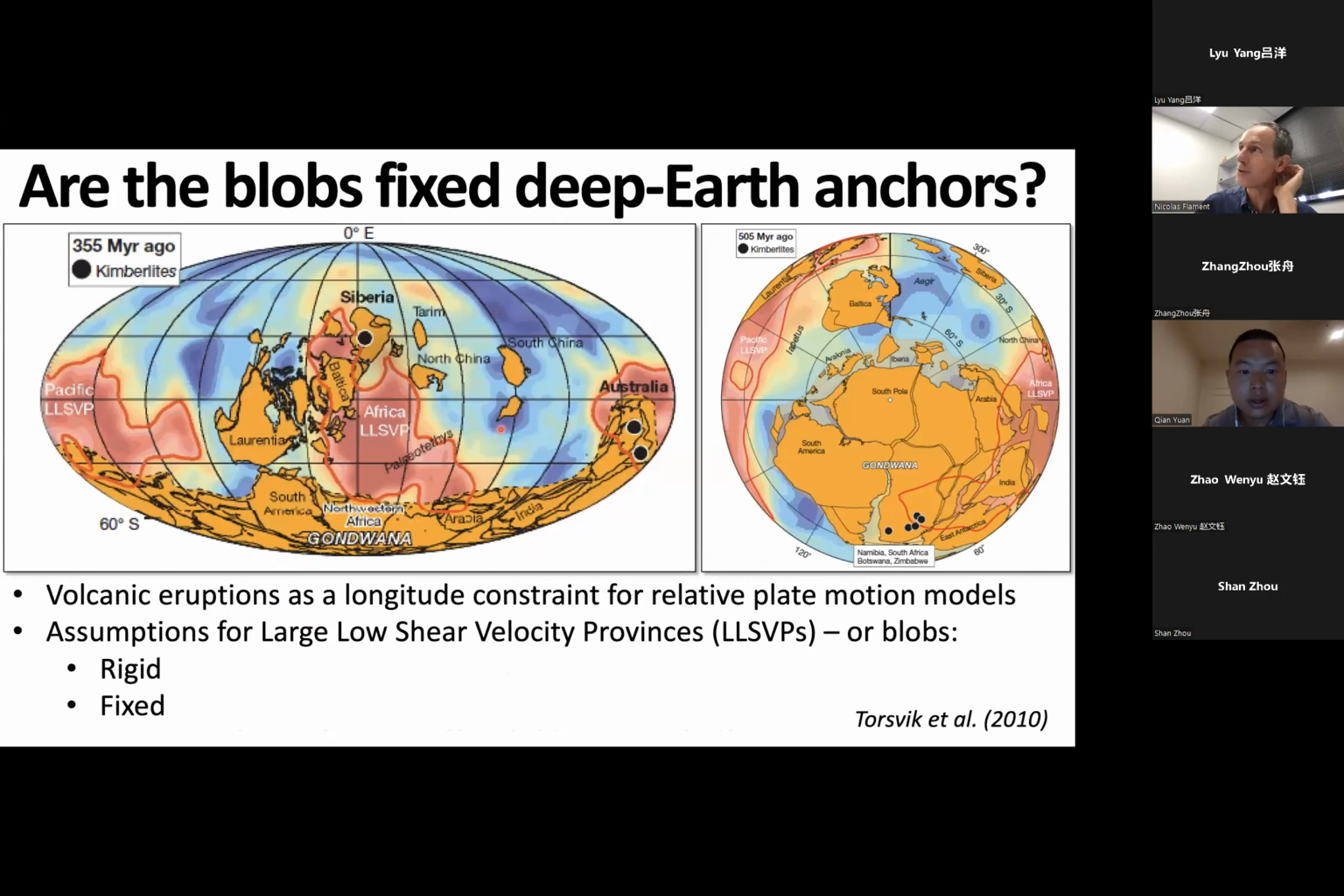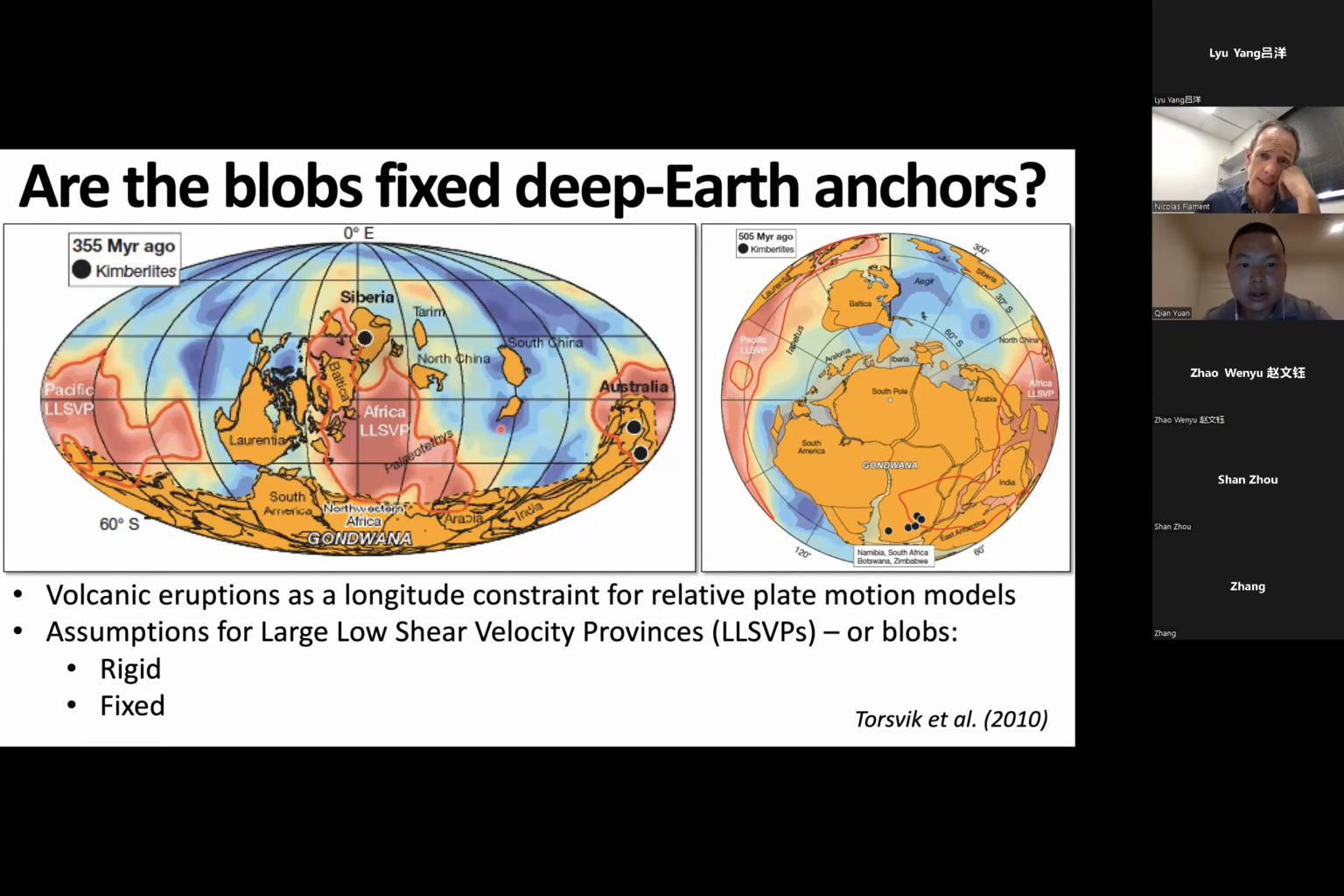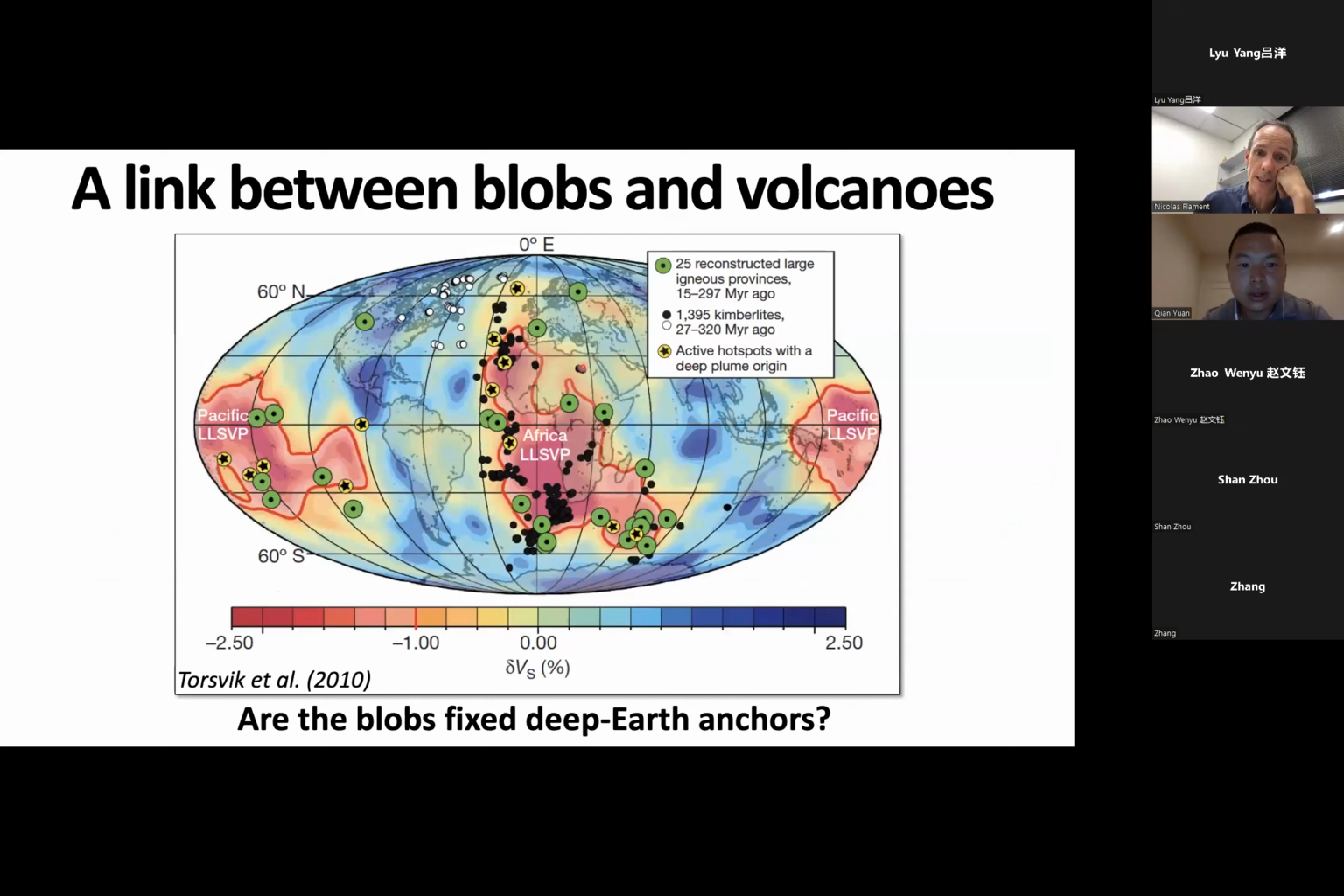Now, it became an exciting potential reference frame for longitude. Let me explain. Before 200 million years ago, there's no seafloor that's preserved, which means that devising tectonic reconstructions becomes very difficult. One is left essentially with paleomagnetic data from blocks. These paleomagnetic data, they are good to constrain the latitude, but not the longitude of blocks. Now, the previous slide shows that there really seems to be a correlation between blobs and volcanic eruptions at Earth's surface.